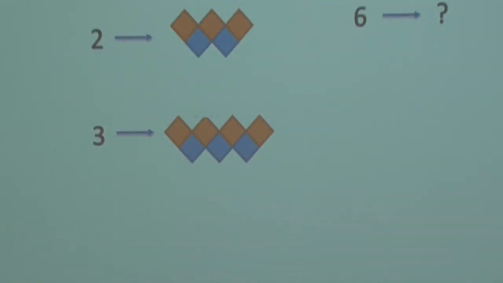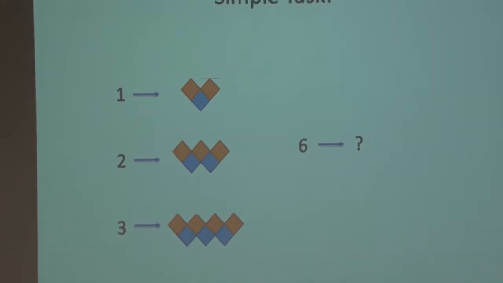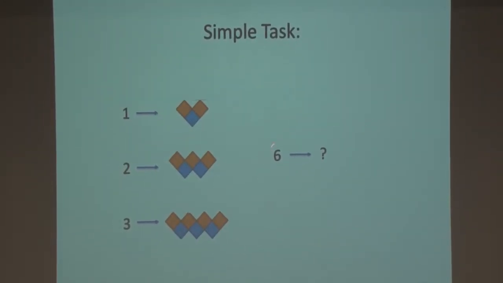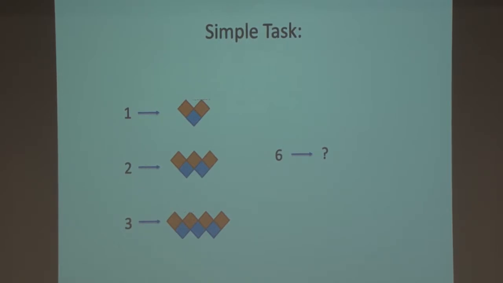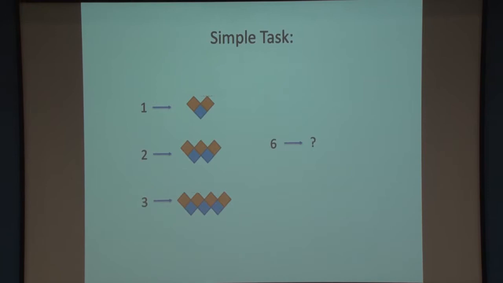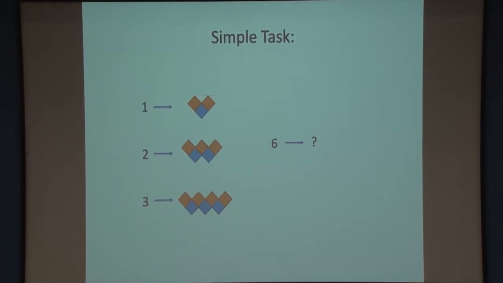I have a simple task here. Given these three different inputs and outputs, I want you to take a second and see if you can predict what output an input of 6 would give. You don't have to say anything. You can just think about it in your head. So this is what the output would be. Did any of you get that right? Yeah, I assume most of you did.